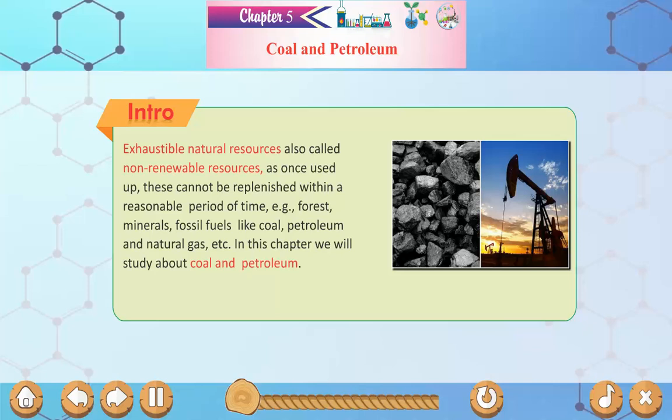Exhaustible natural resources are called non-renewable resources, as once used up, these cannot be replenished within a reasonable period of time. Example, forests, minerals, fossil fuels like coal, petroleum and natural gas, etc. In this chapter, we will study about coal and petroleum.